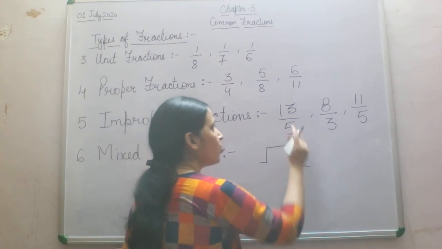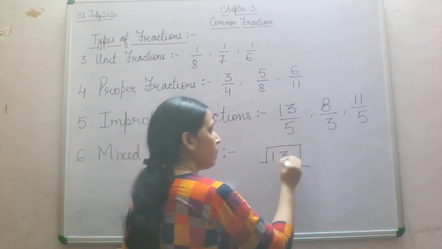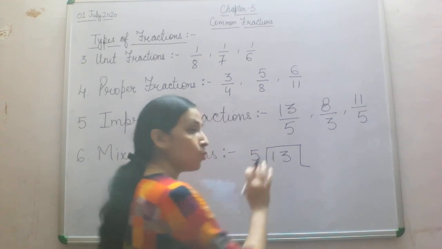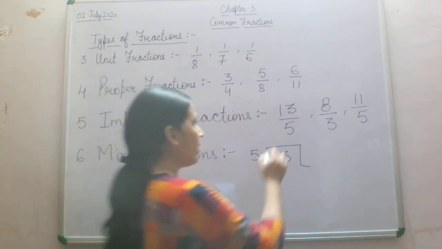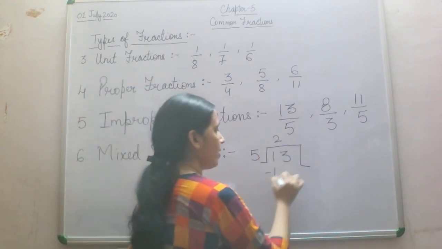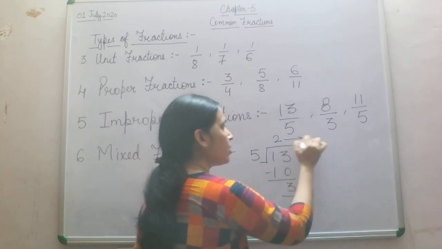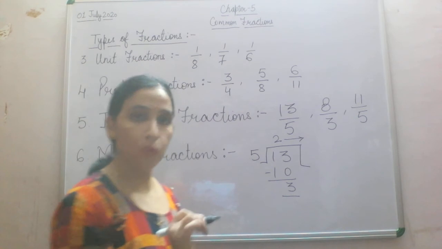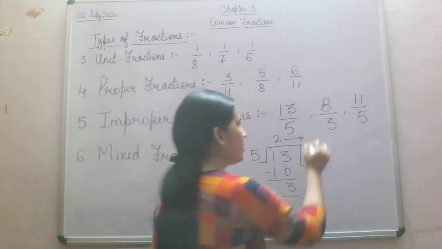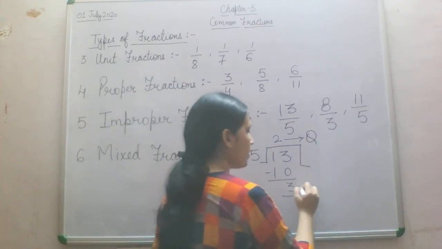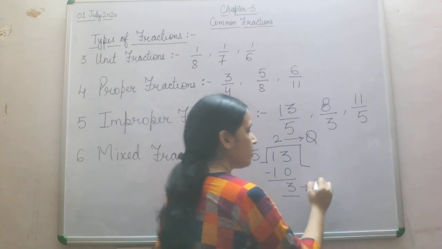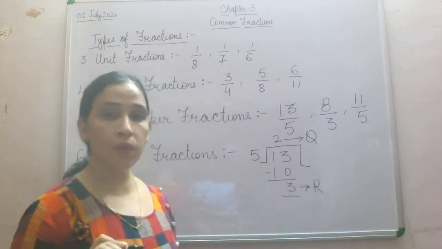Now what we will do, this 13 by 5, we will do this division. Now 5 2s are 10. So what is the quotient here? The quotient is 2. Yes, the quotient is 2. And what is the remainder? The remainder is 3.